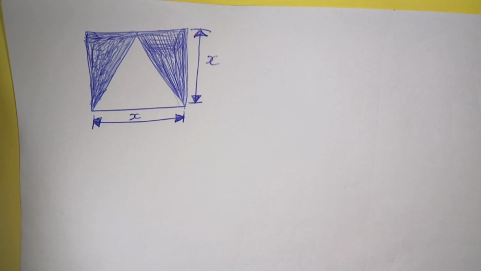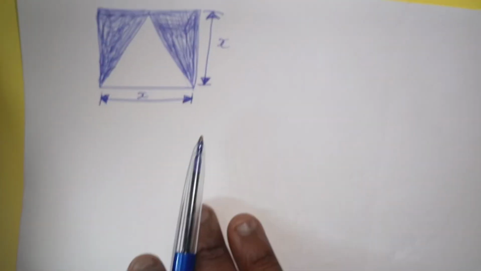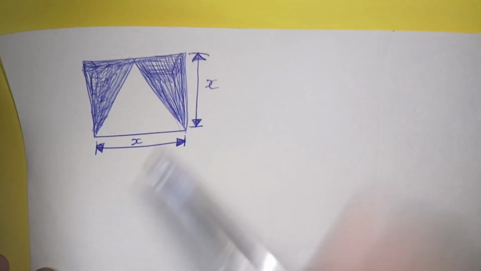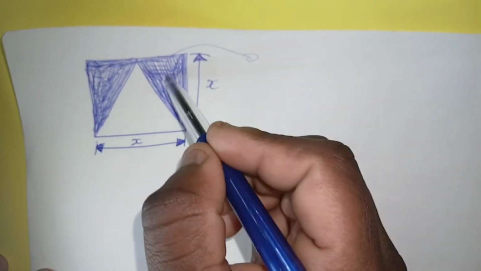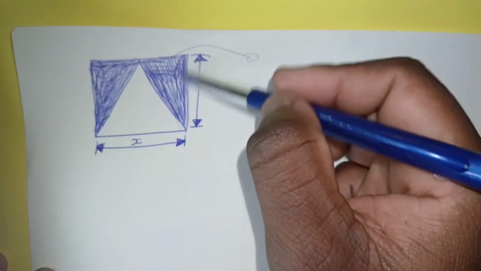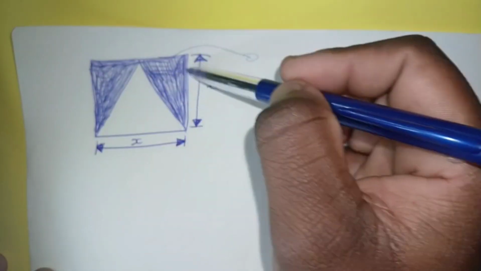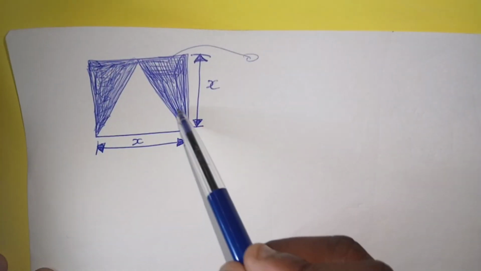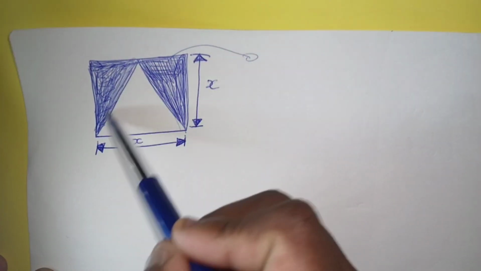So here I just want to show you when they say calculate the area of the shaded part. They want you to determine this space actually. When they talk about area, they talk about the space of a shape. So they want you to determine the space.